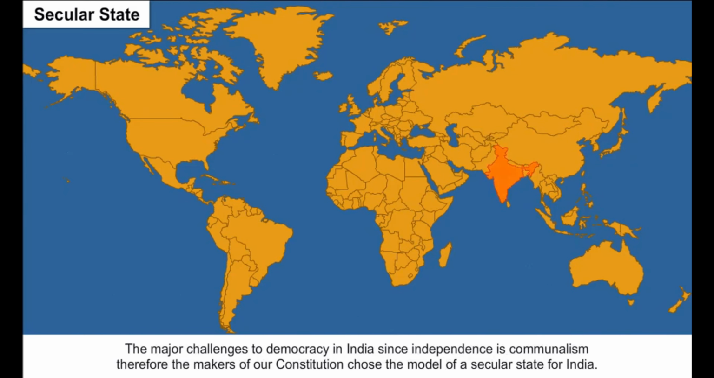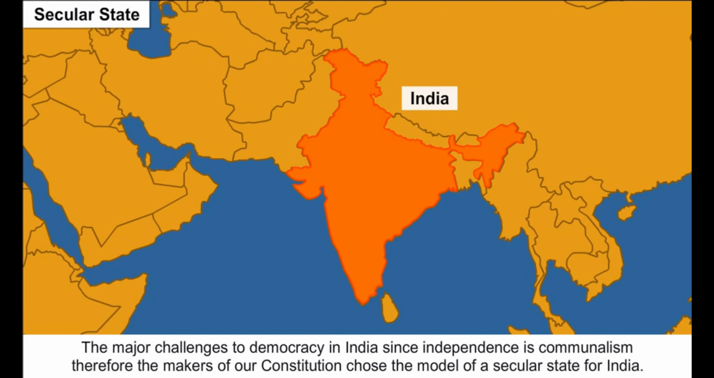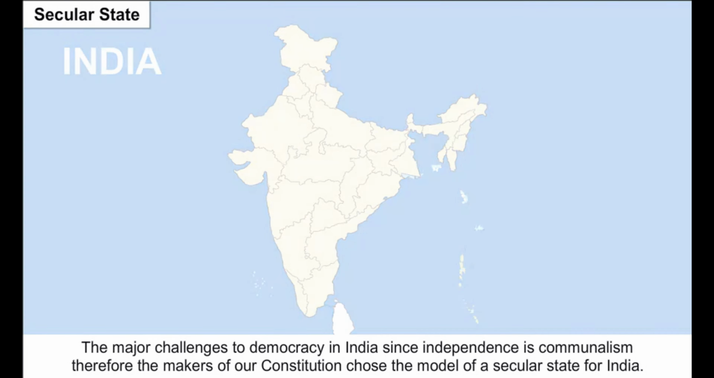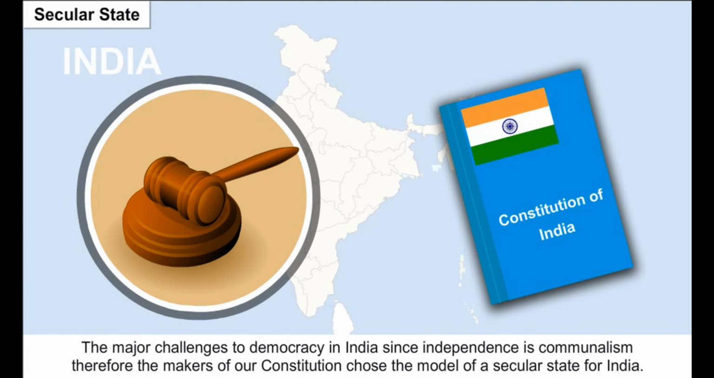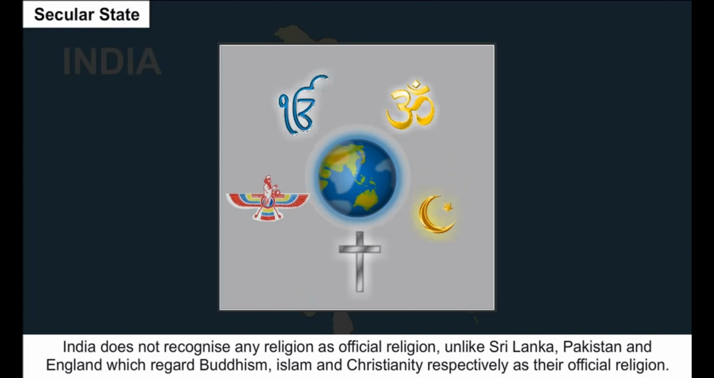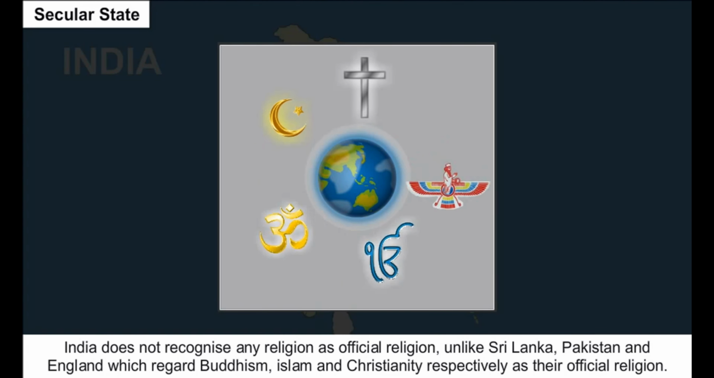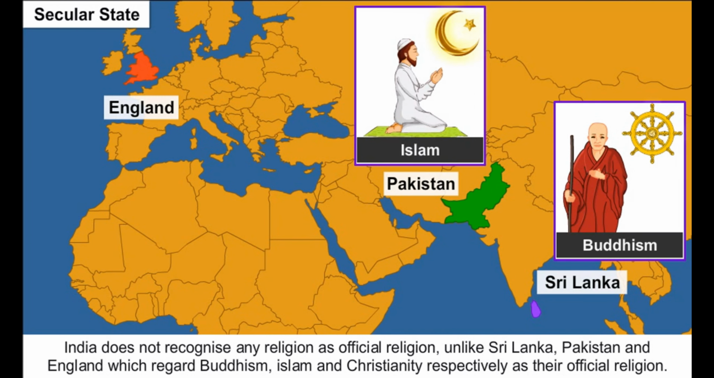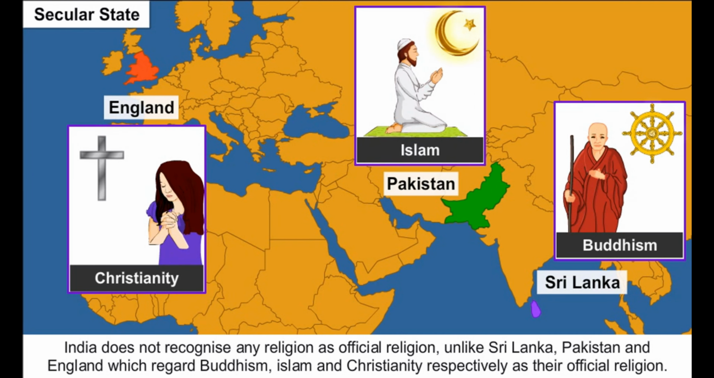Secular state. The major challenge to democracy in India since independence is communalism. Therefore, the makers of our constitution chose the model of a secular state for India. The constitution reflects India's model of secular state in the following ways. India does not recognize any religion as official religion, unlike Sri Lanka, Pakistan, and England, which regard Buddhism, Islam, and Christianity, respectively, as their official religion.